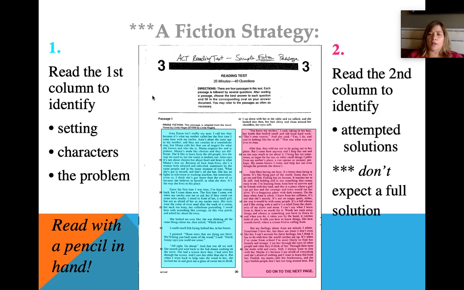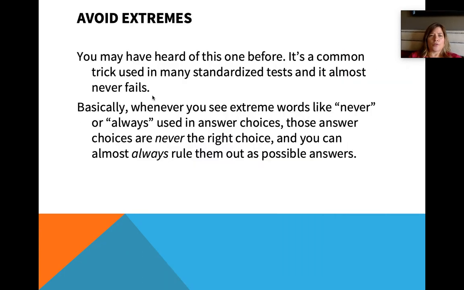The second column should be more of attempted solutions to whatever problem is introduced in the first column, or more character analysis from the first column. So read the second column and expect to find attempted solutions or character resolutions or things like that. But don't expect a full solution, because you're going to find that it's not a full passage.